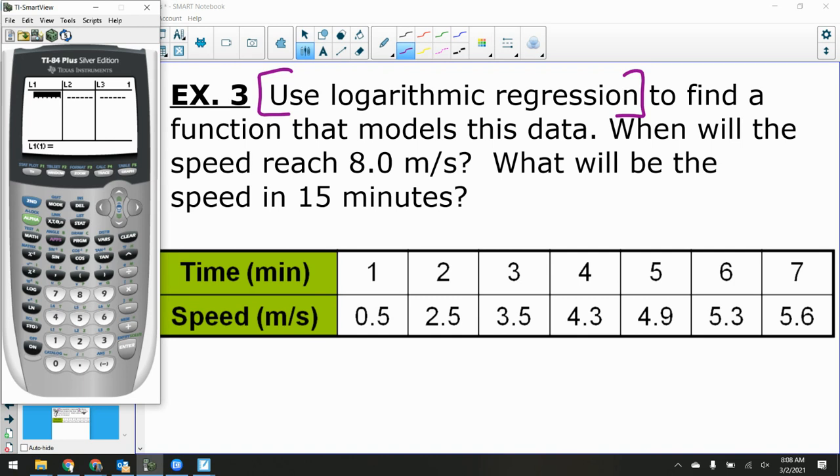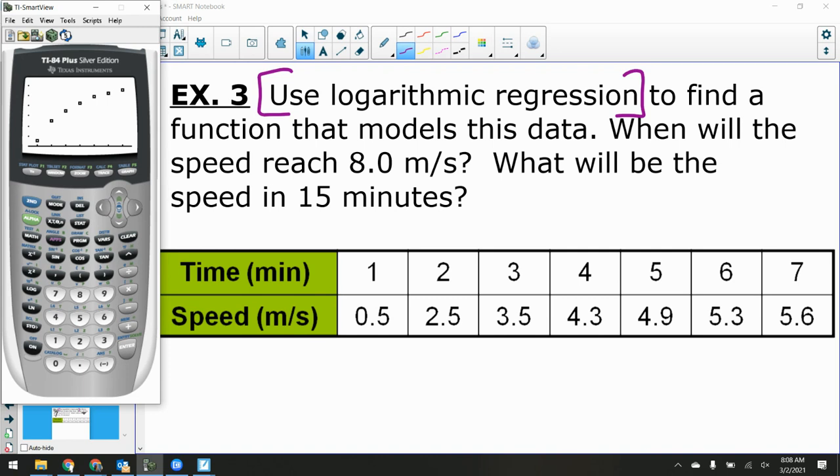What do we have here? This is just a speed versus time table. So time is 1 minute, 2 minutes, 3, 4, 5, 6, and 7, and then 0.5 and the other values there. So let's make our scatter plot again. I'm going to go into my y equals, clear the exponential regression that I just ran, and zoom stat this.